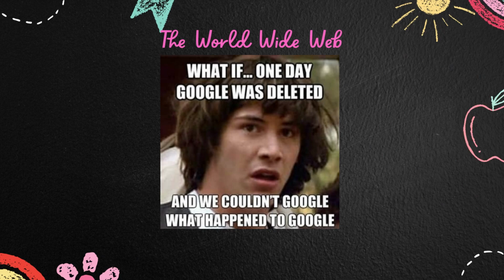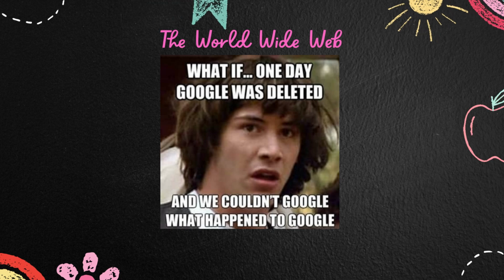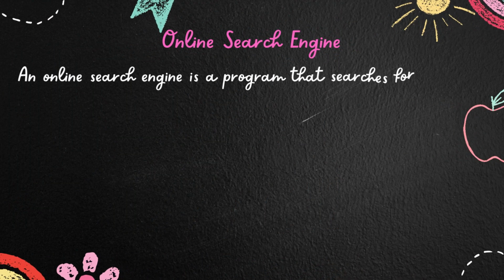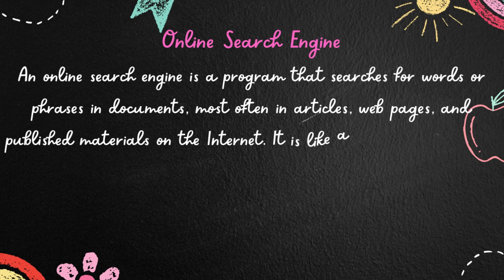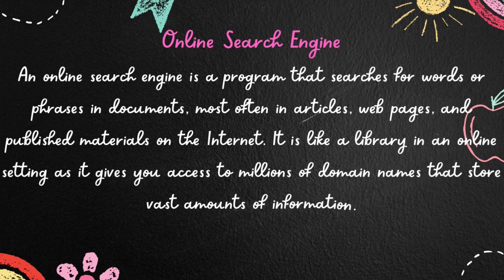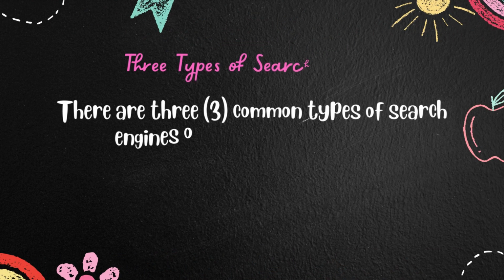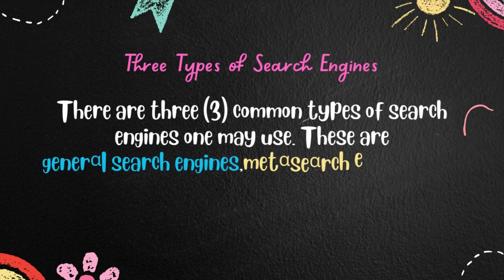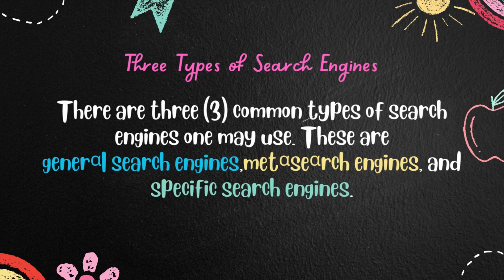It is like a library in an online setting, as it gives you access to millions of domain names that store vast amounts of information for you to find out what you are looking for. Now, there are actually three types of search engines. According to your module, there are three common types of search engines: the general search engine, the meta search engine, and the specific search engine.